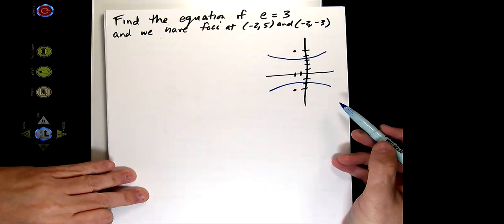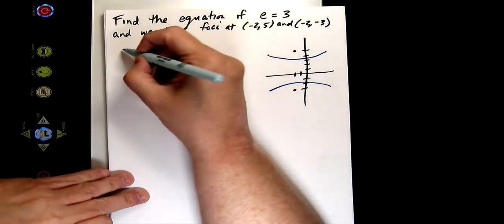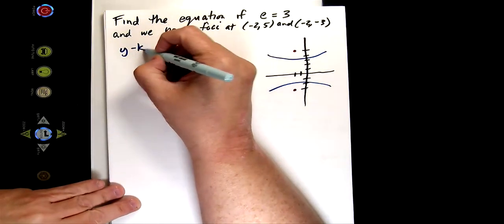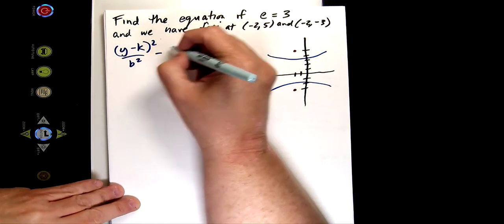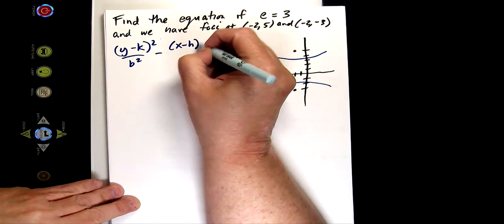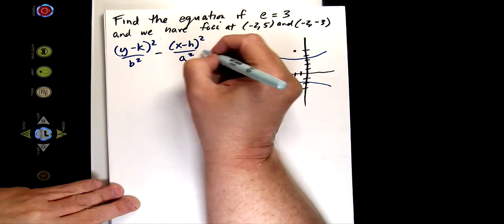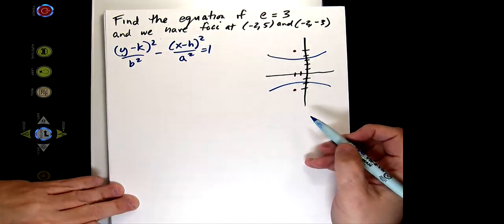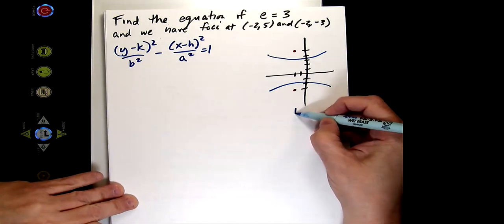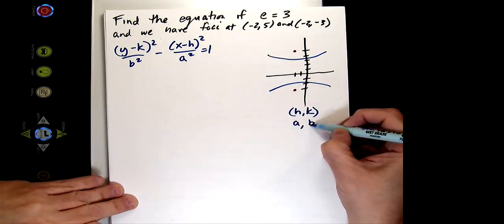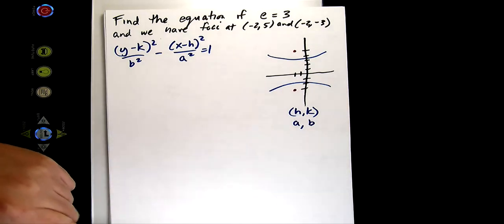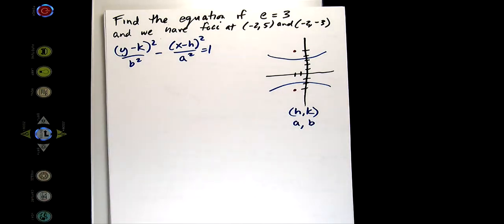Which means I should be looking for an equation of the form y minus k squared over b squared minus x minus h squared over a squared equals 1. That's what we're looking for. We need to find h, k, and we need to find a and b. So that gives me a place to start.